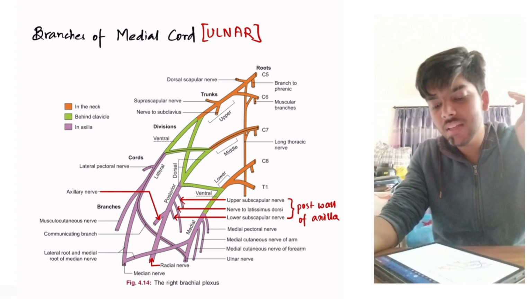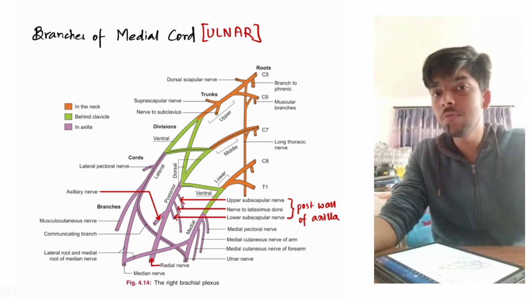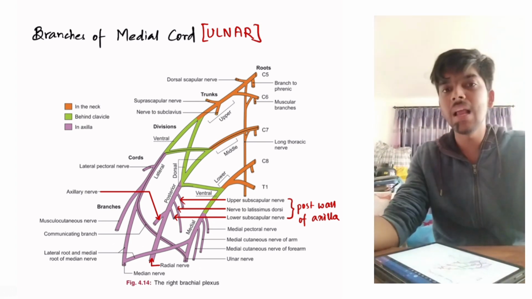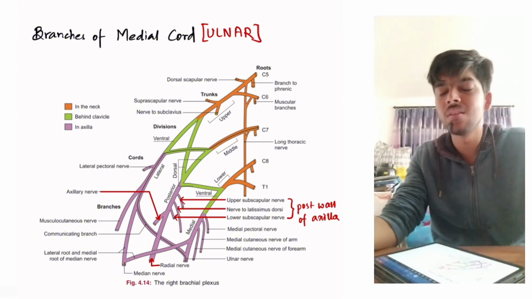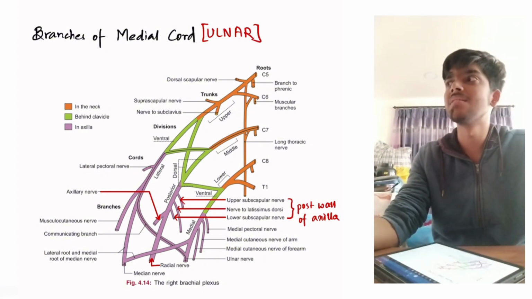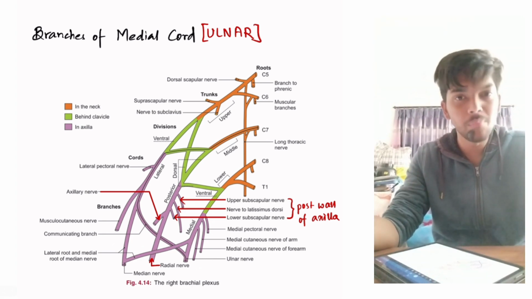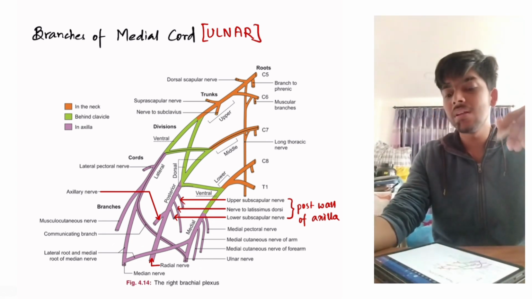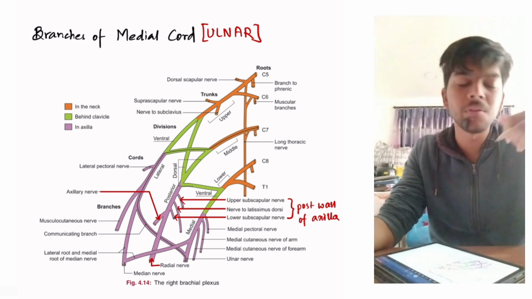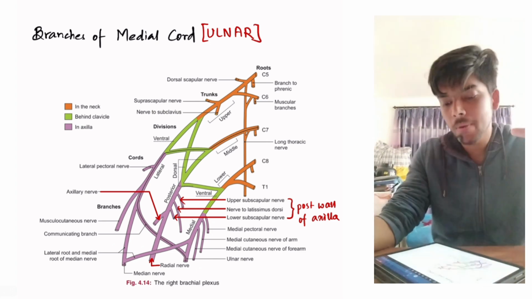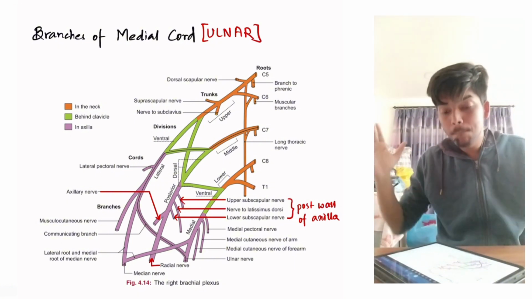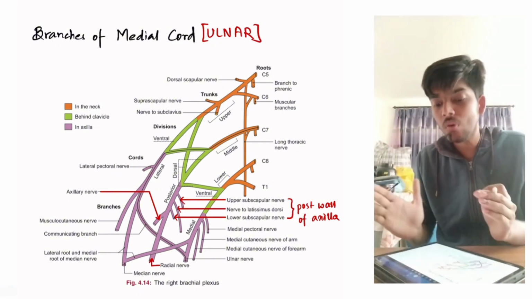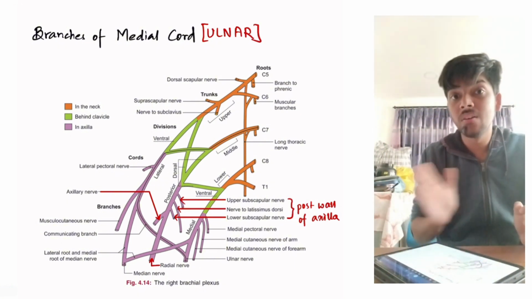Finally, we have the branches of medial cord, and the mnemonic for remembering it is ULNAR, ulnar. Even though it does not actually contain the ulnar nerve. The ulnar nerve is present as a branch of which cord? The medial cord, right? Instead, it does contain radial nerve though as its own branch, which you'll come to know soon enough. But here's the thing. The branches of medial cord contains ulnar.